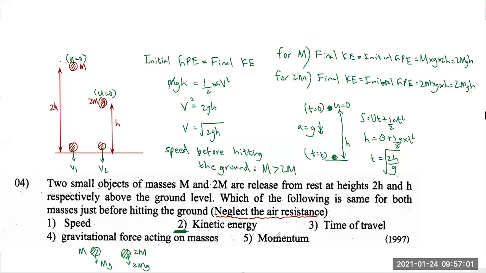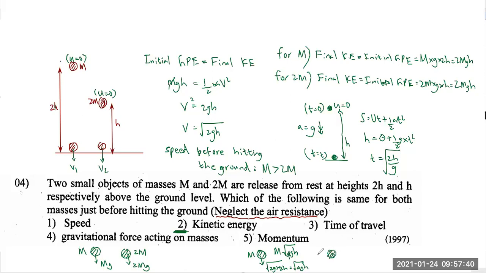Now talking about momentum. If you take capital M mass, when it hits the ground, its velocity is going to be v equal to square root of 2gh. We have already derived an equation, so it's going to be square root of 2g into 2h. So it's like square root of 4gh. So the momentum for that object when it hits the ground is going to be m into square root of 4gh. That is the momentum of that object when it hits the ground.